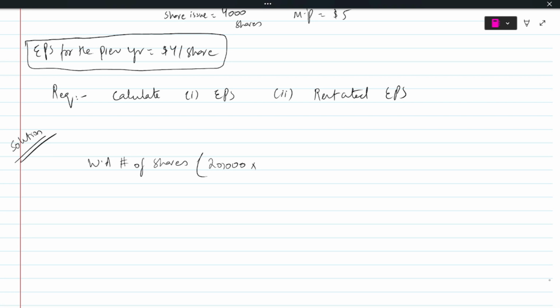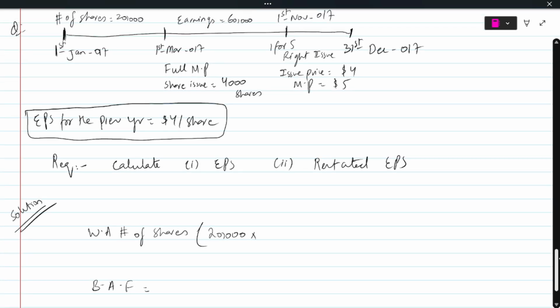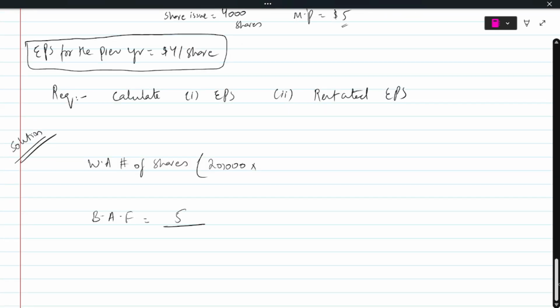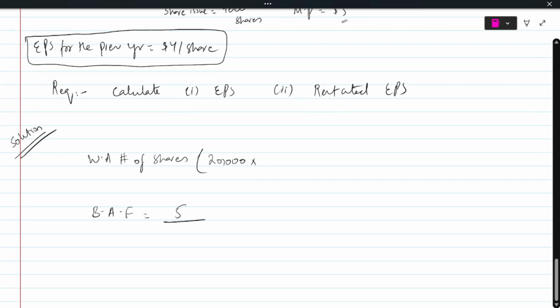So let's first calculate the bonus adjustment factor. Okay, so bonus adjustment factor, as we know, is the market price before the right issue, which is $5, right? And you divide it by the theoretical ex-rights price. Now I do not have the theoretical ex-rights price, which means that like always I will have to calculate it.